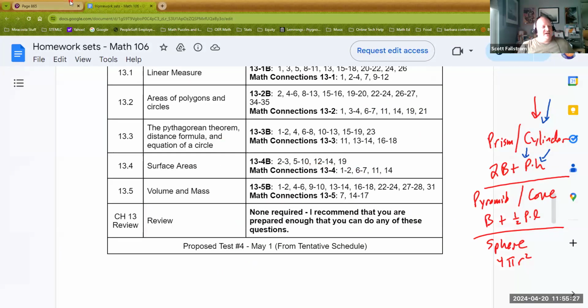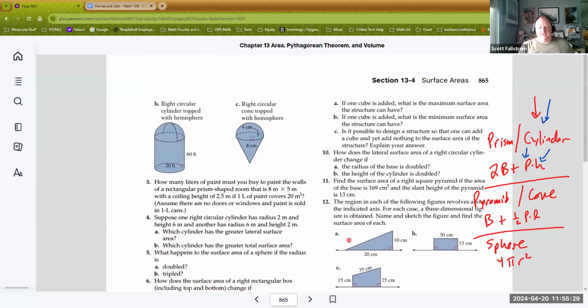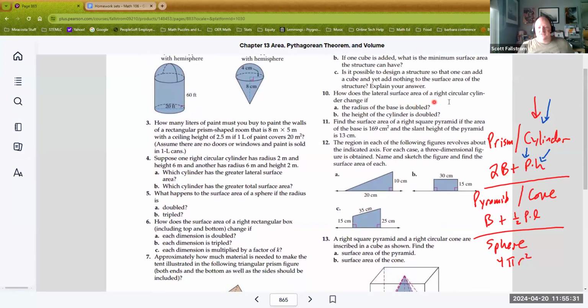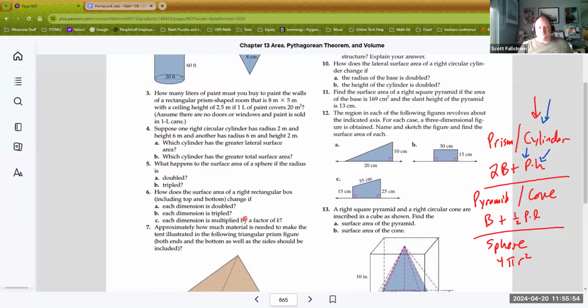Let's see here. Ooh, through 10 and then 12 to 14. So 10 is, how does the lateral surface area change if the radius is doubled and the height? Okay, so this is a cylinder. So here's a cylinder. What happens when we do things to the sides? You notice I've now given you one of those for a sphere, for a prism, and for a cylinder. Nudge, nudge, wink, wink. There's a reason why I assigned all of those.